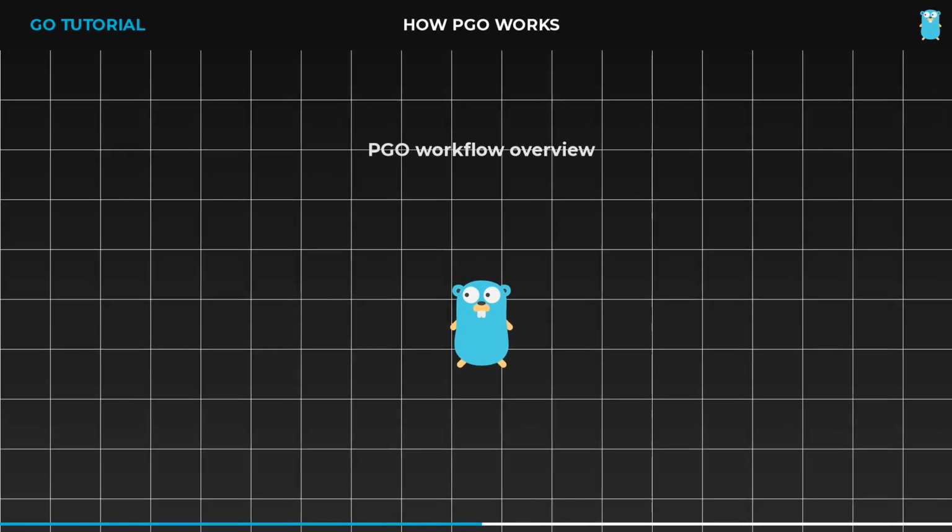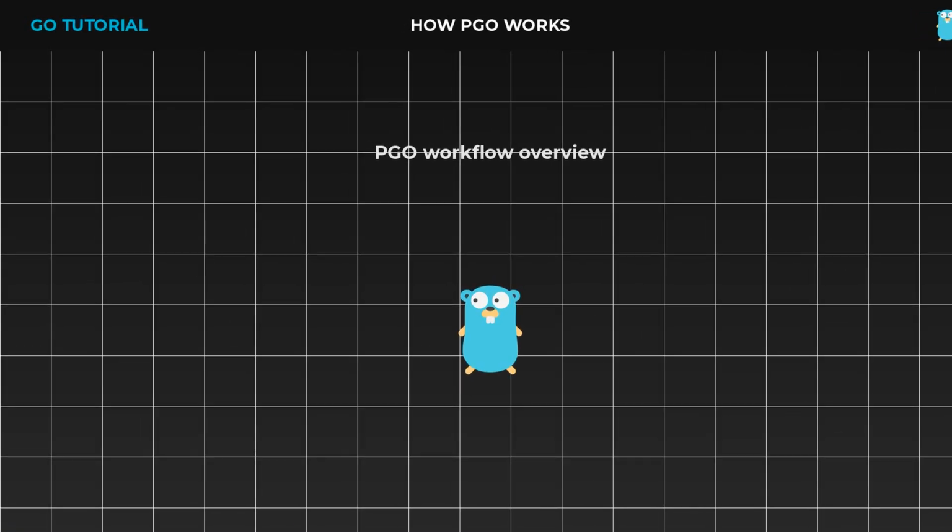So how does PGO work? It involves three main steps: profiling your application, generating a profile, and then using that profile to optimize your code. This results in a significant performance boost.